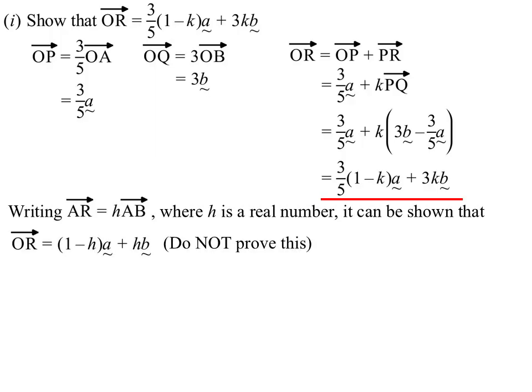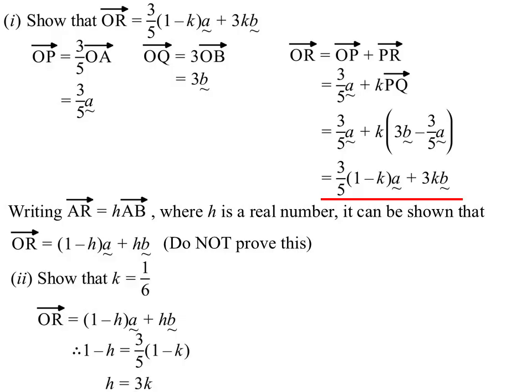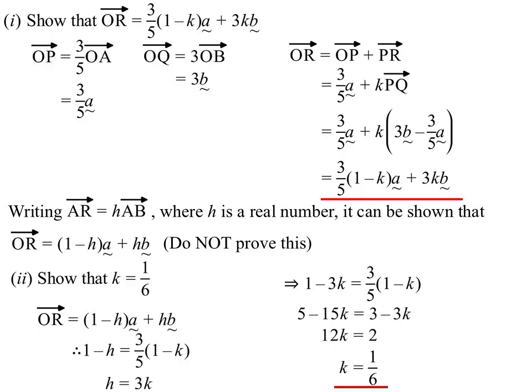Okay, now the second part, OR turns out to be a similar expression, you'll notice. It's some multiple of A plus hB, and they've said, look, don't go and do it. I guess in the test they were saying, we don't want to waste your time redoing exactly the same idea. So they gave it to us. Show that k is 1/6. So OR, they just told me that. But hang on. In part i, we found it was the same vector. So the components would have to be equal. So 1 minus h must be the same as 3/5 (1 minus k). So h is 3k. So 1 minus 3k must equal 3/5 (1 minus k). And playing around with that, I can get k is 1/6.